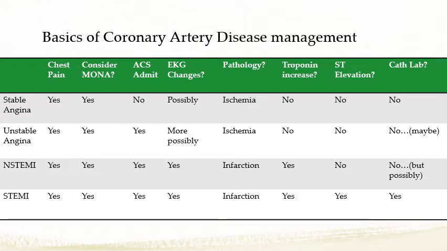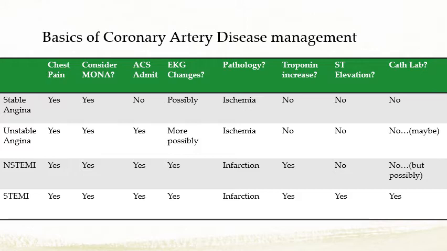Which of these have EKG changes? Most likely NSTEMIs and STEMIs. So if you have an EKG change, then you most likely have an infarction, right? If you don't have an EKG change, then you possibly have ischemia. The enzymes, again, tell you the same thing. Do you have a troponin increase? If you do, then you're in infarction land, and if you're not, then you're dealing with stable or unstable angina. The ST elevations are what tell us the difference between NSTEMIs and STEMIs, of course.